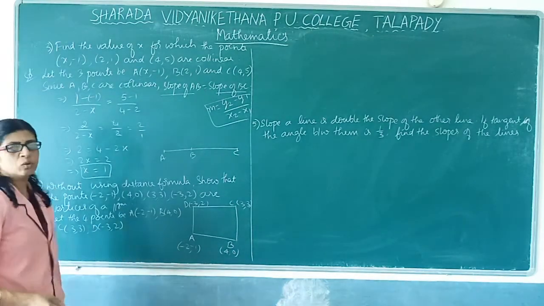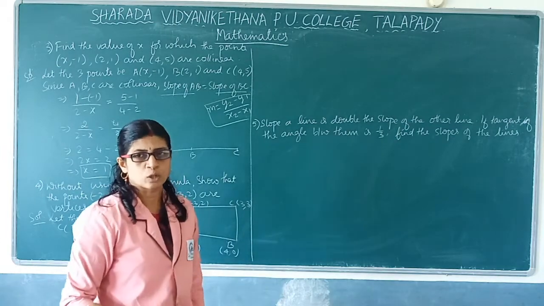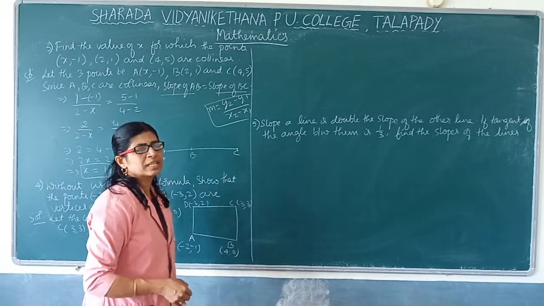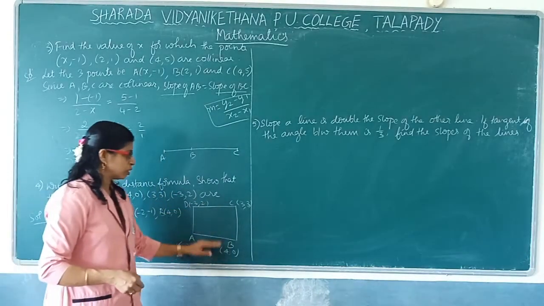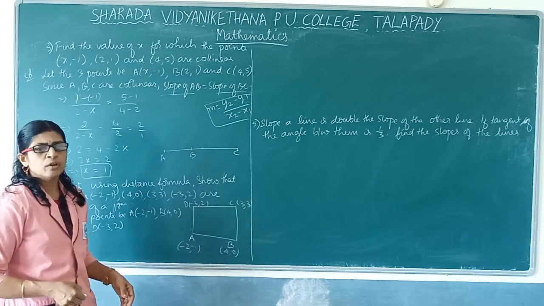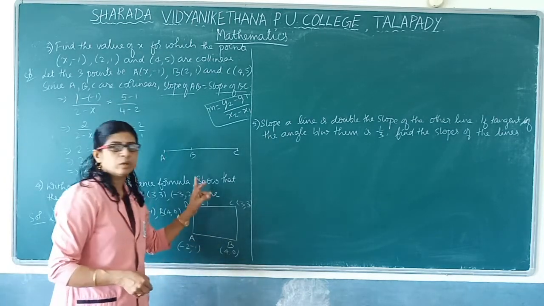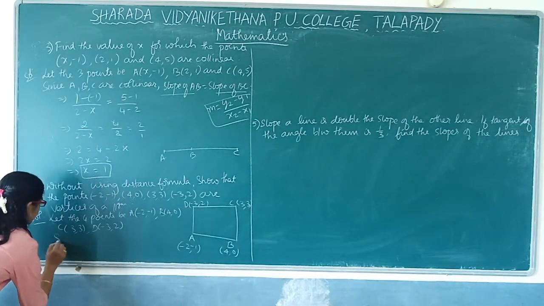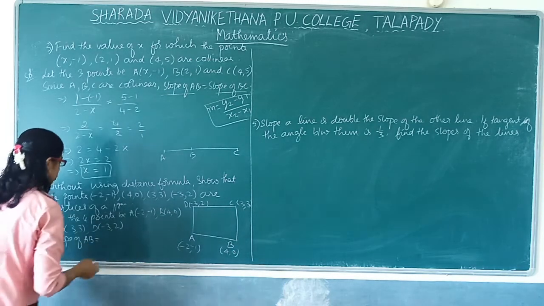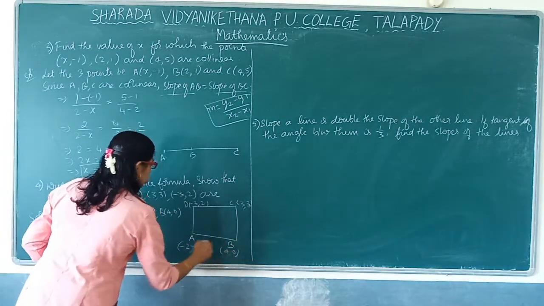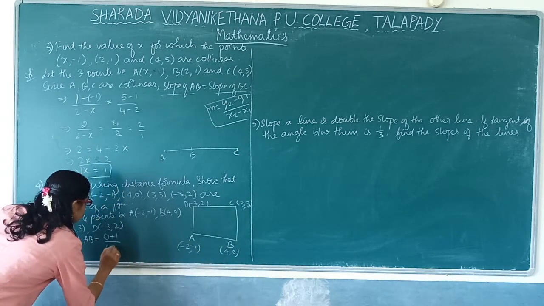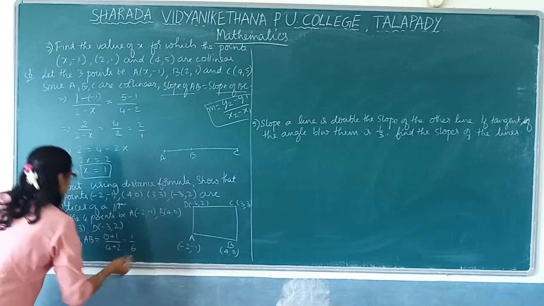You know that parallel lines have equal slopes. That concept we will apply here. We will show that both pairs of opposite sides are parallel. These two sides are parallel, these two sides are parallel. For that we need to show that slope of AB is equal to slope of CD. First we will find slope of AB. Slope of AB is equal to 0 minus minus 1, that is 0 plus 1, by 4 minus minus 2, 4 plus 2. What is that? 1 by 6.